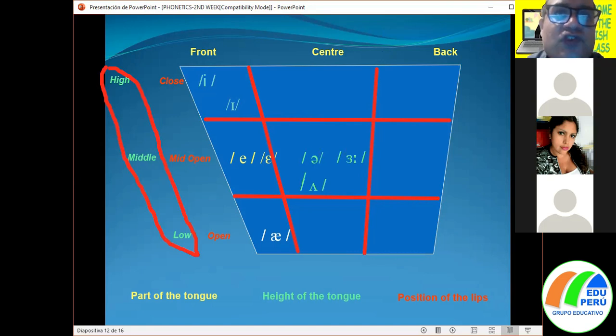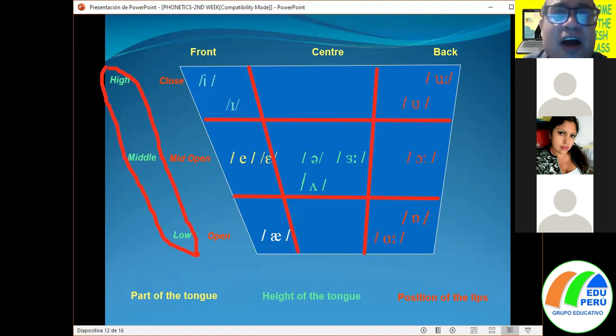So these are the central vowels. They are middle, mid-open. And finally, we have the back vowels. Which are the back vowels? Ooh, oh, o, ah.